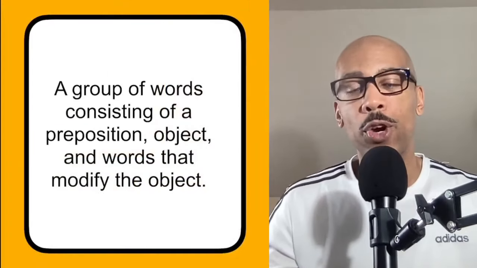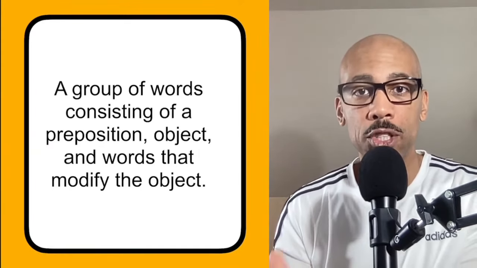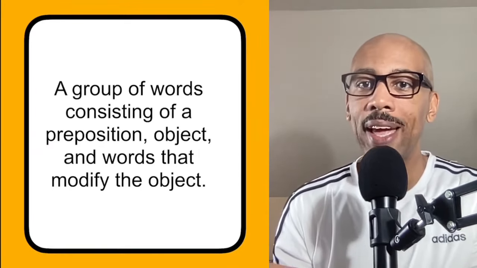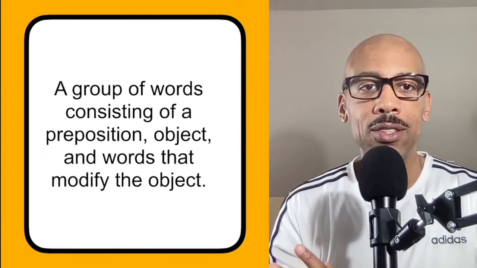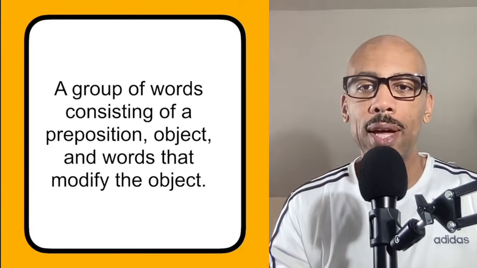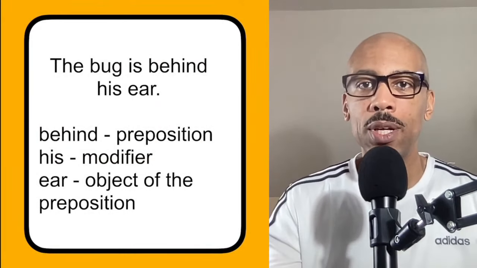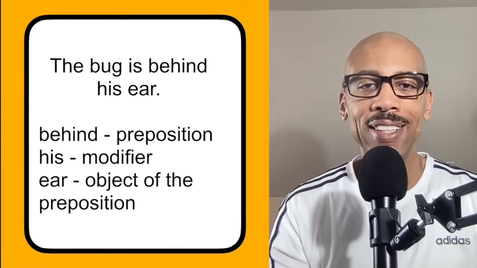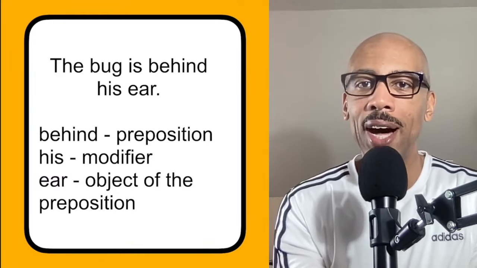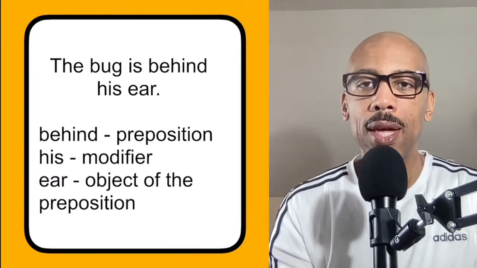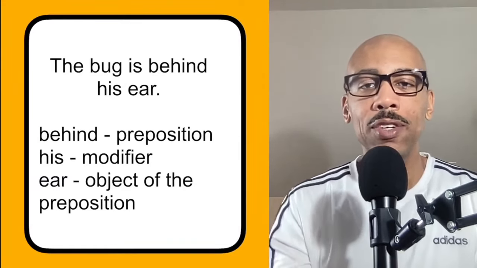So a prepositional phrase, first of all, is a group of words consisting of a preposition, an object, and words that modify the particular object in the sentence. So let me give you an example. An example of a prepositional phrase would be, the bug is behind his ear. The bug is behind his ear. So behind would be the preposition. His is the modifier. Ear is the object of the preposition.